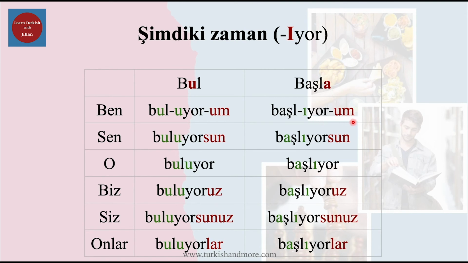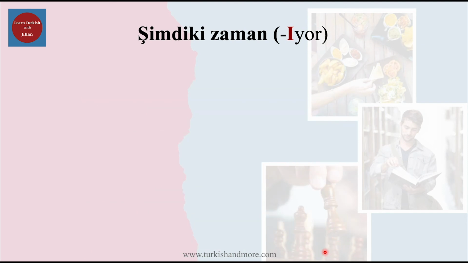Başlıyorum. Başlıyorum. I am starting. And same goes for the rest. Let's read them. Başlıyorsun. You are starting. Başlıyor. He is starting, or she is starting, or it is starting. Başlıyoruz. We are starting. Başlıyorsunuz. And onlar, they, başlıyorlar or başlıyor. Both are correct.